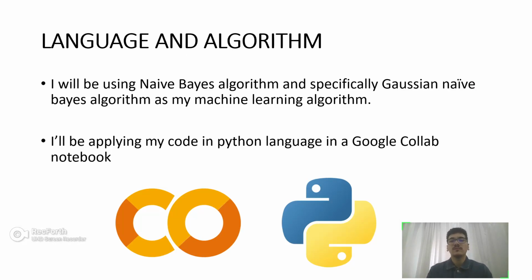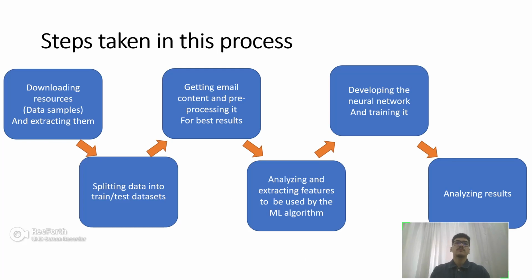I used Python to develop the code, and I used Google Colab environment. Steps taken in this process are downloading the resources, which is a dataset of spam email samples and real email samples for the neural network to identify which is which. Then splitting the data into test and train datasets, and then getting the email content and pre-processing it to get rid of redundant data. Then we analyze and extract features to be used by the neural network, and then I developed a neural network, train and test it, and then we analyze the results.